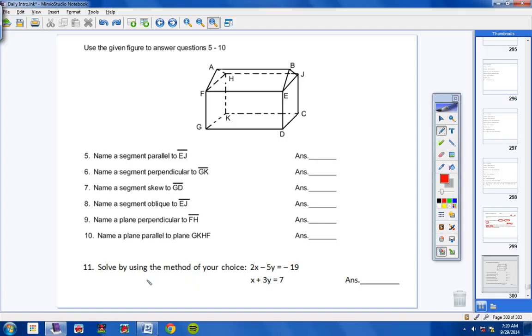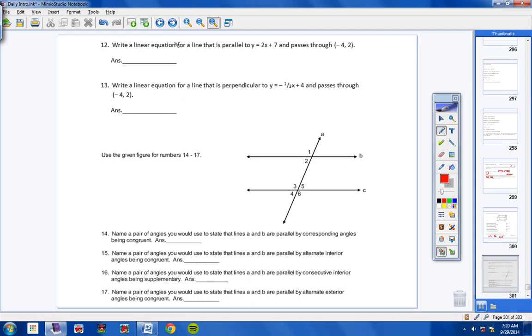Number 11, I've decided to give you one of these on your test, and you can solve it by linear combination, or you can solve it by substitution, or you can solve it by graphing, okay? That'll be your decision there. So solve it with whatever method you like to use, all right? Number 12, write a linear equation for a line that's parallel to another line. Number 13, write a linear equation that's perpendicular to a line.